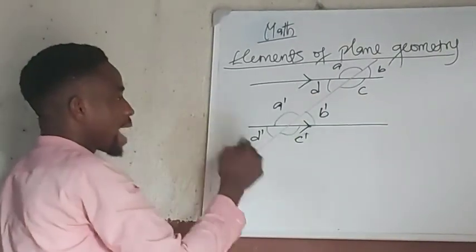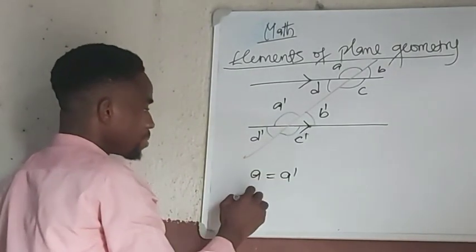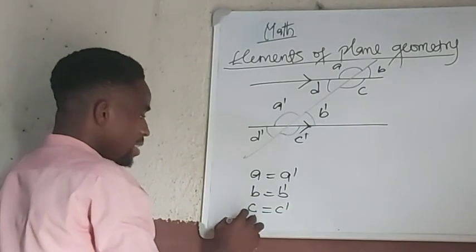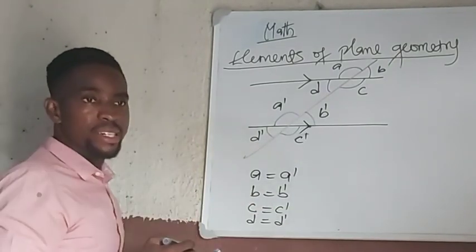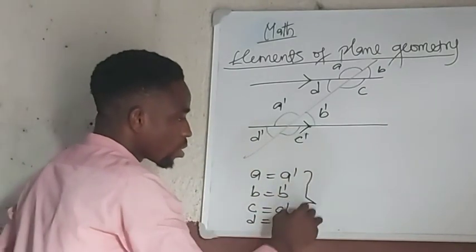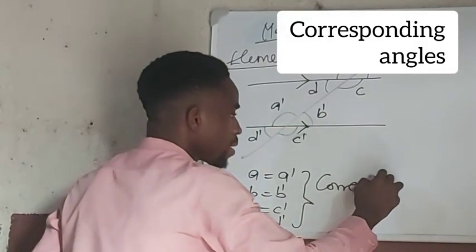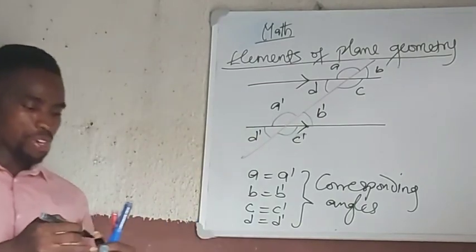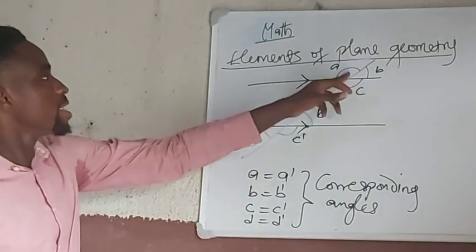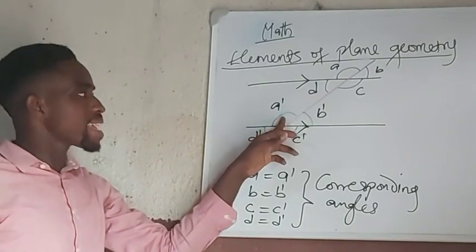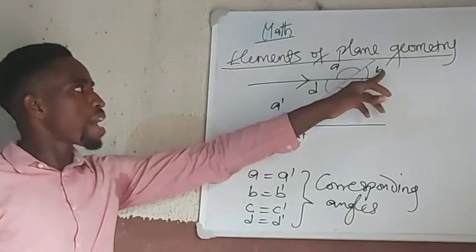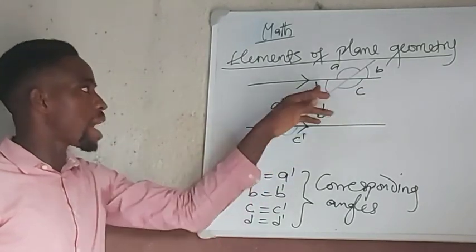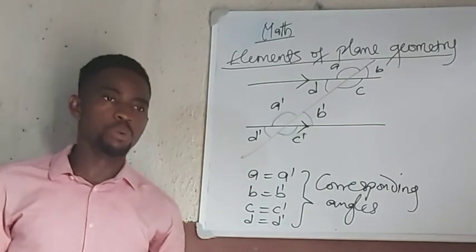Then angle A is equal to A prime, B is equal to B prime, C is equal to C prime, and D is equal to D prime. What is the reason? They are all corresponding angles. Corresponding angles. You can see it is obvious that they correspond. Like angle A, the position of angle A corresponds exactly to the position of angle A prime. Position of angle B corresponds to the position of angle B prime. Position of angle C corresponds to that of C prime, also D to D prime. So they are corresponding angles.